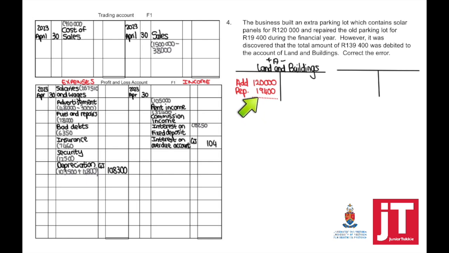But that repairs 19,400 was incorrectly debited to the land and buildings because they said the entire amount has been debited to the land and buildings. So what must be taken out is only the 19,400 for repairs, and my expense account from the pre-adjustment trial balance is fuel and repairs. So we need to add that to our expense. That's why we're going to simply say plus 19,400.